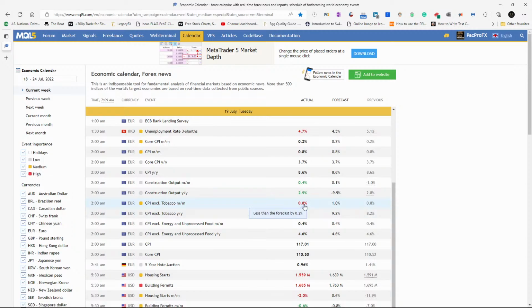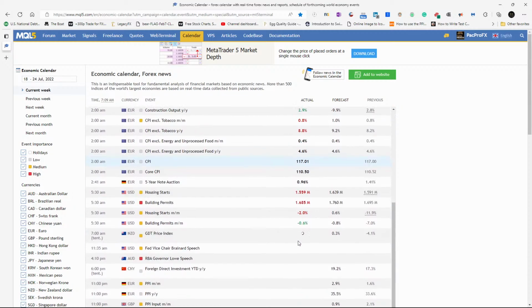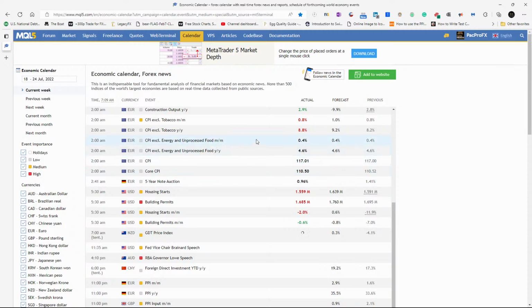This one, CPI was lower than expected, month over month. That could have been also because one of the previous months just fell off. CPI was about 117.01, which is pretty much in line with what it was before. And of course, CPI was a little bit lower. So really, there was no change from last month.